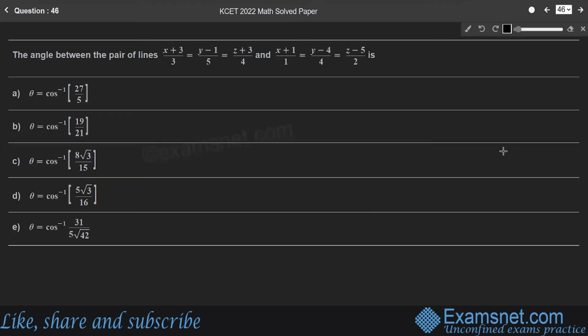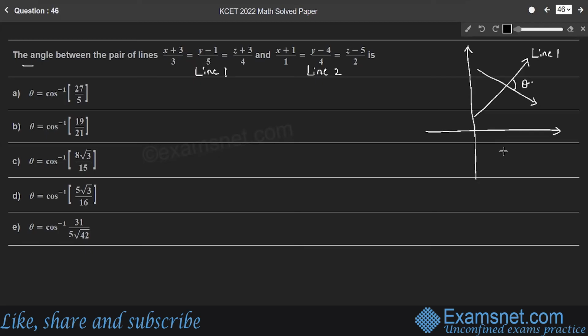Question 46. The angle between the pair of lines (x plus 3) by 3 is equal to (y minus 1) by 5 is equal to (z plus 3) by 4. So this is line 1. And another line (x plus 1) by 1 is equal to (y minus 4) by 4 is equal to (z minus 5) by 2, right? So in Cartesian geometry, we'll consider two lines, and we have to find the angle between them. So let it be theta, right? So we'll consider line 1 and line 2.